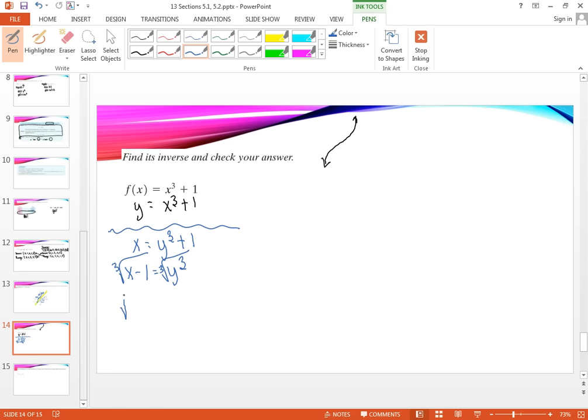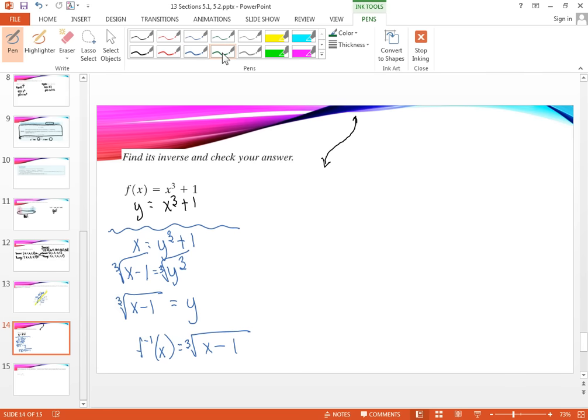Okay, so I get the cubed root of x minus 1 equals y. And that's the inverse. That's all you've got to do. Switch it back to function notation here, though. So go back to f inverse of x is the cubed root of x minus 1. Literally take your equation: everywhere you see x, write y. Everywhere you see y, write x. Solve for y, and you've got it.